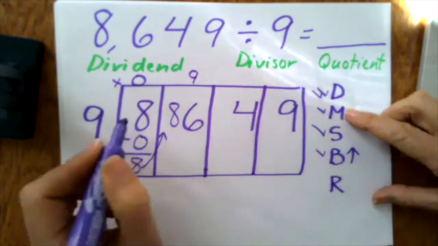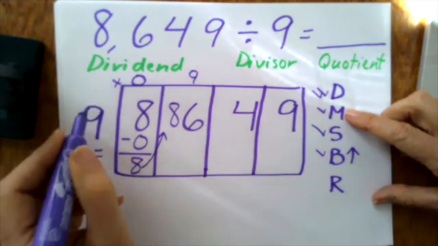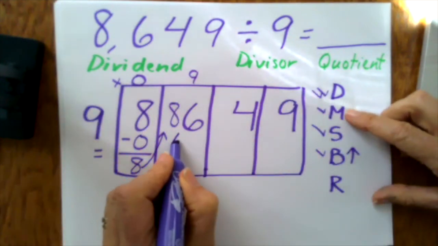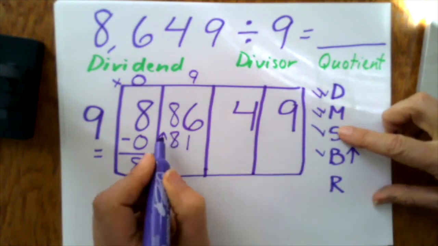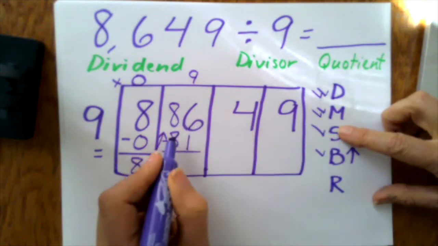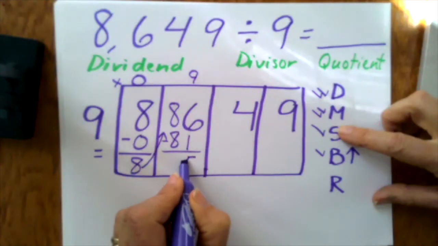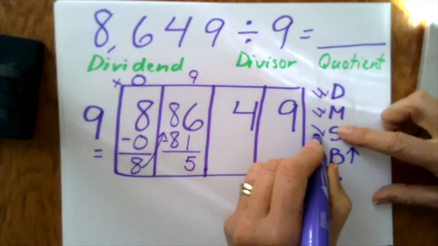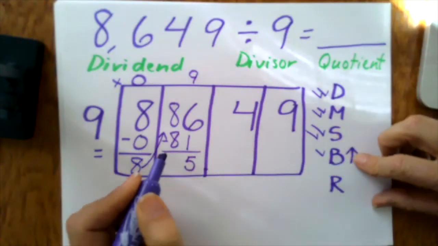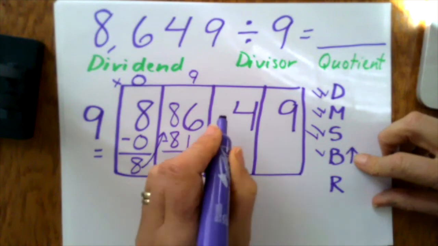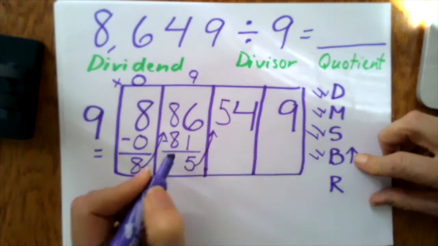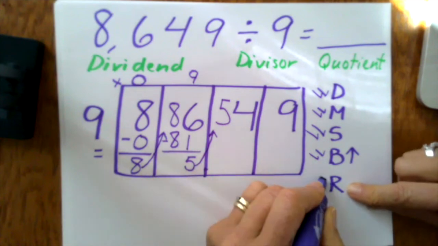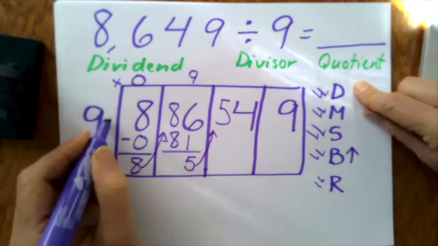Check. Now I'm going to multiply. 9 times 9 is 81. Check. Now I'm going to subtract. 86 take away 81 is 5. Check. Now I'm going to bring up. So I bring up this 5. Check. And now I repeat. So I do the same thing over again, but now in the third column.